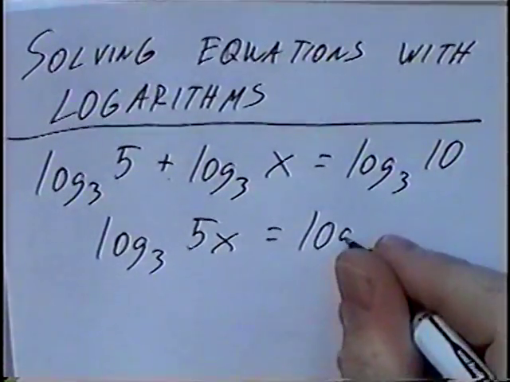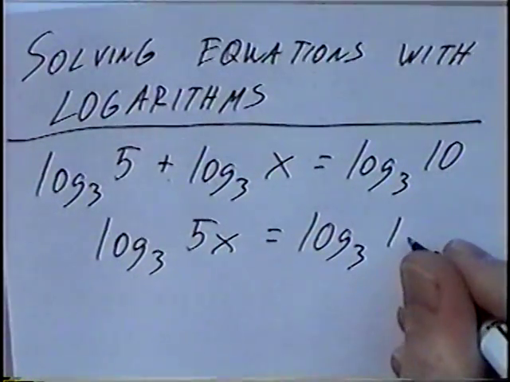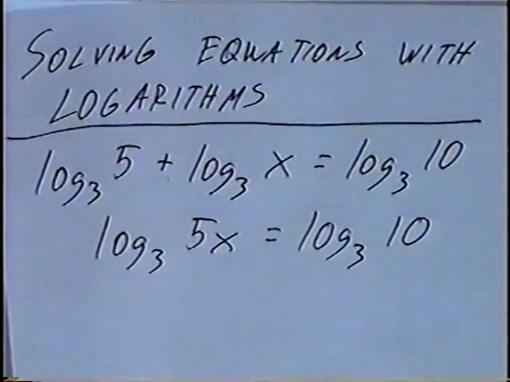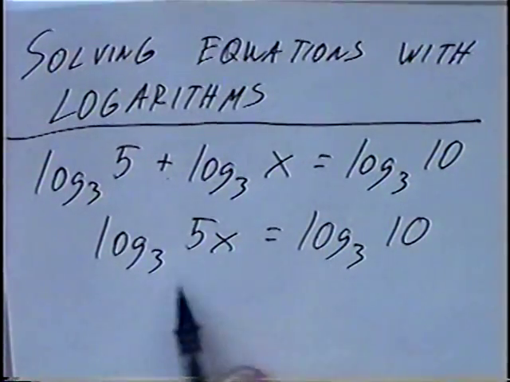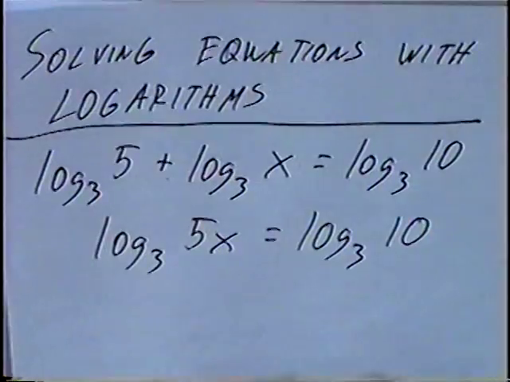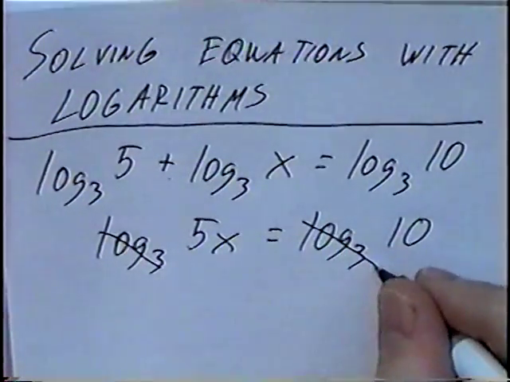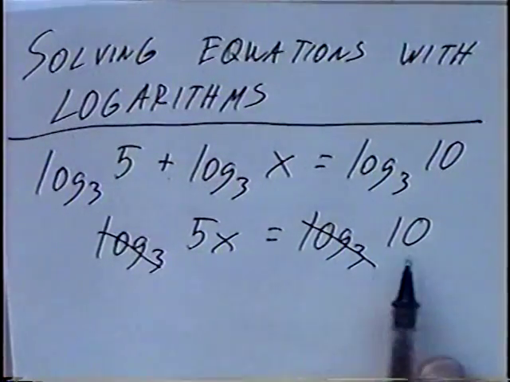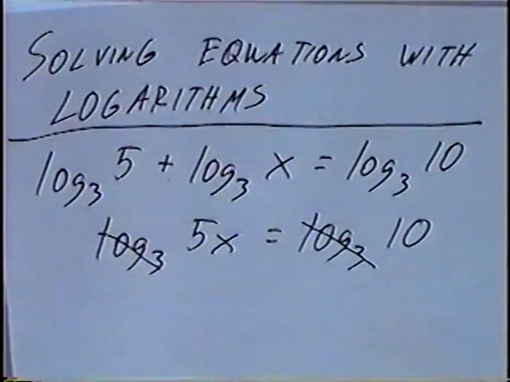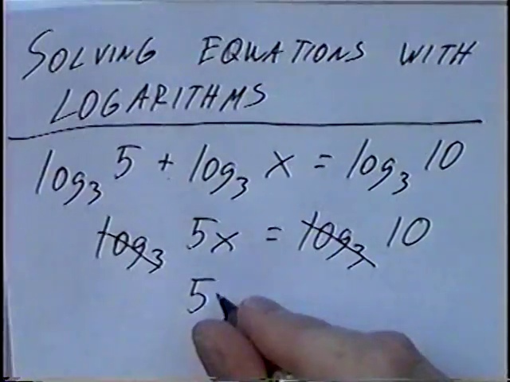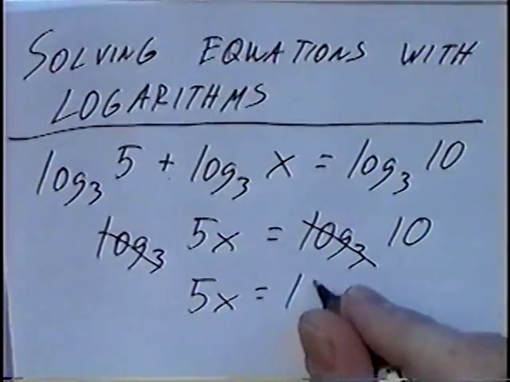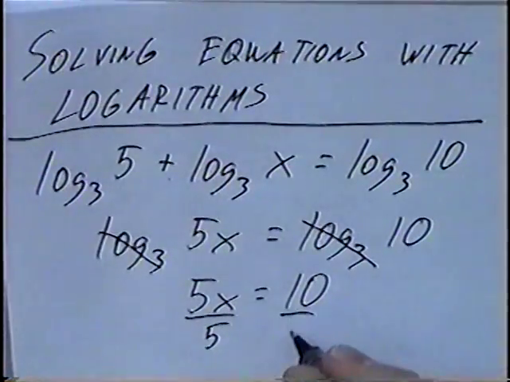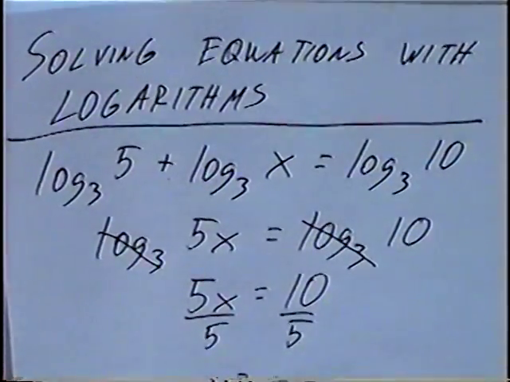Equals a single log on the right hand side, log 10 base 3. Solving logarithms, if you have a single log on each side that has the same base, we can cancel out or ignore those. Since the logs are equal and the bases are equal, if the terms inside the logs are equal, then the equation would be equal. So we'll be left with 5x equals 10. Solving from here, dividing by 5, we'll have the answer of x equals 2.